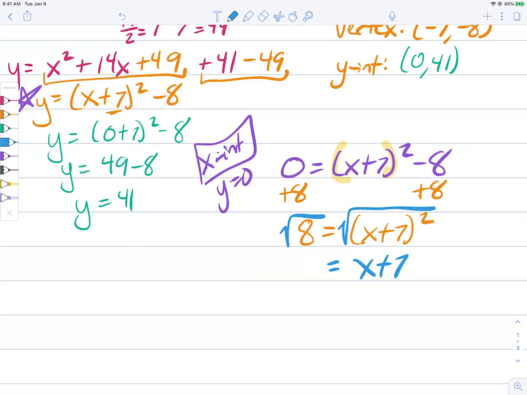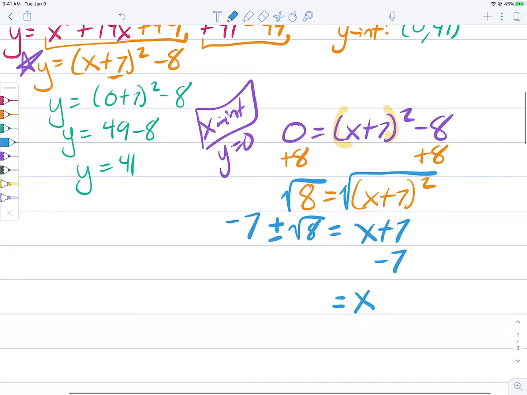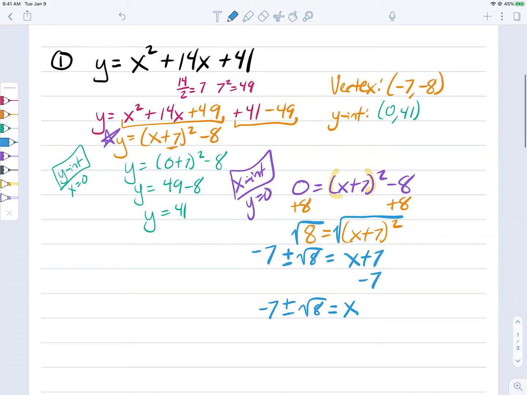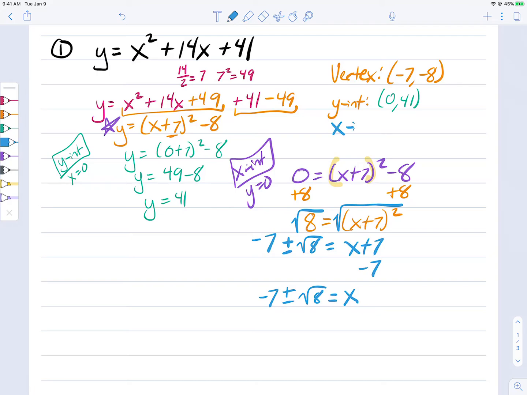So if I have plus or minus the square root of 8 equals x, that looks a little sloppy, let me fix that. Plus or minus the square root of 8, what I'm going to do is subtract 7 from both sides, and I'm essentially just going to put the 7 in front of the plus or minus the square root of 8. If I happened to know what the square root of 8 was, like if it was a whole number, I could write it down, but I don't know what it is. So x equals negative 7 plus or minus the square root of 8. So now I have my x-intercept and my y-intercept, and you can just leave it as plus or minus the square root of 8 for the x-intercept, and I have my vertex.